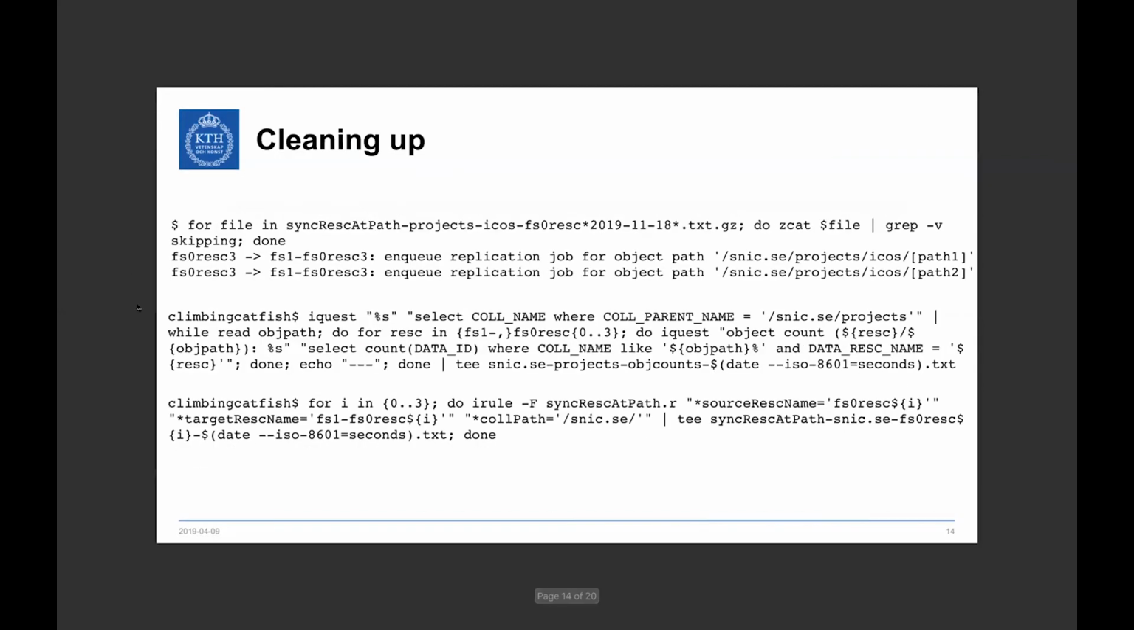Then all I did was just run the thing again, and it nicely discovered that, oh, we have two objects that we need to replicate because they weren't previously replicated.